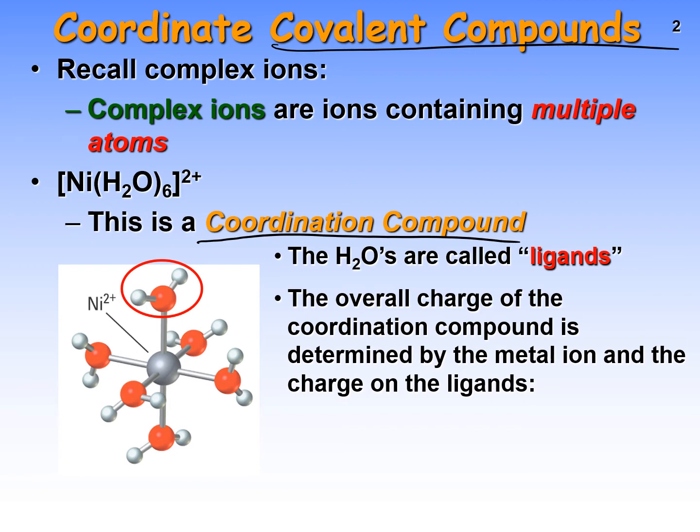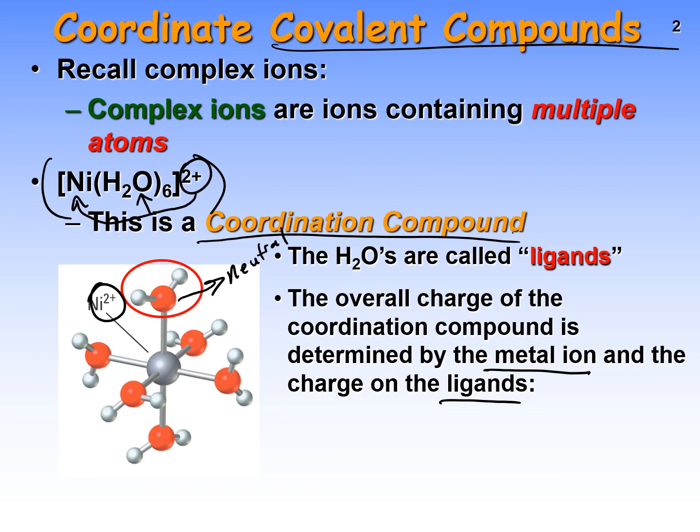The overall charge on this coordination compound is determined through the metal ion and the ligand, but since water is neutral, it's really, in this case, just the metal ion, right? We have 6 waters, all the waters are neutral in this compound here, so our charge is coming straight from the metal in this case.